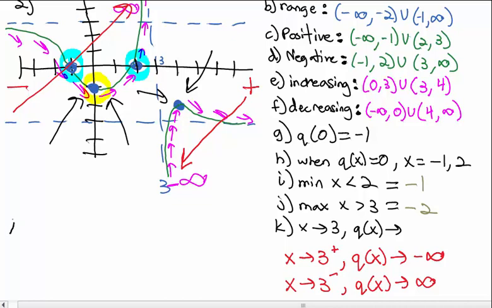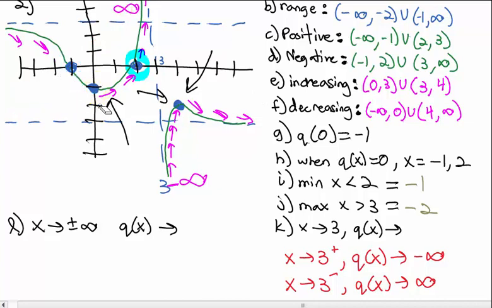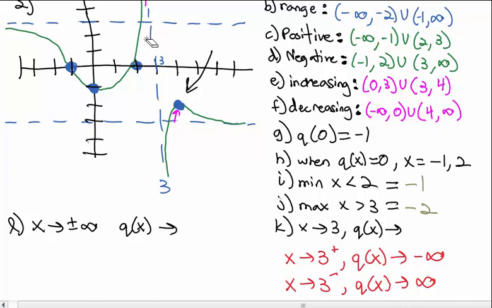I'm going to put L off to the left, just because I'm running out of space. L wants to know, as x goes to plus or minus infinity, what does q of x approach? I'm going to clean up some of this mess. It's getting crowded, all these extra colors and arrows. So if you want to review anything, check out the rewind button. There, now we can start to see the graph again.